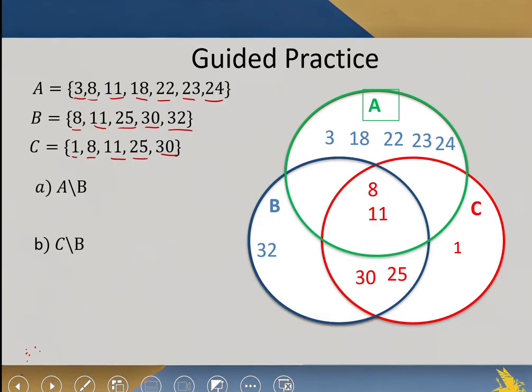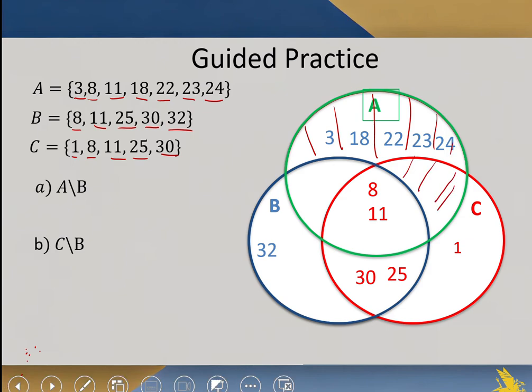So if I'm looking for elements that are A but not B, straight away I need to use my Venn diagram here. That means first I'm just going to color in the A area that is not part of B.